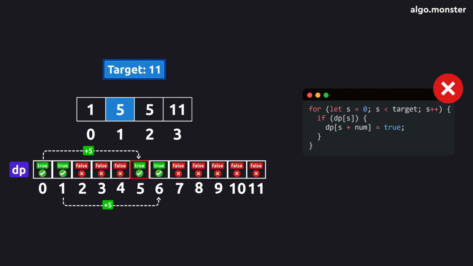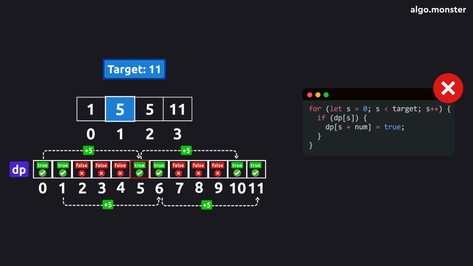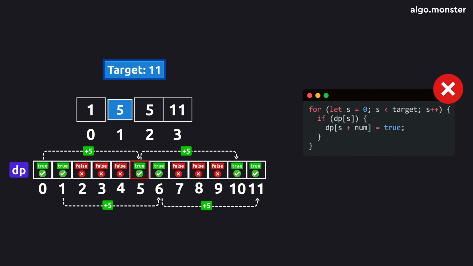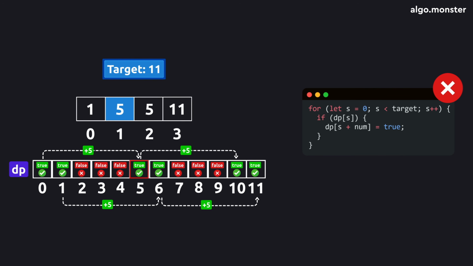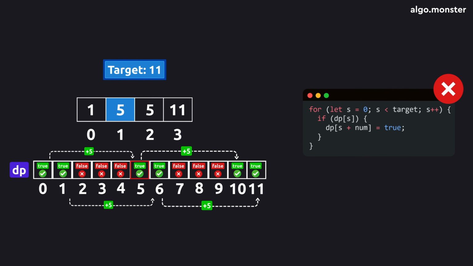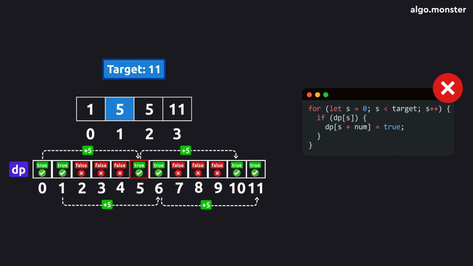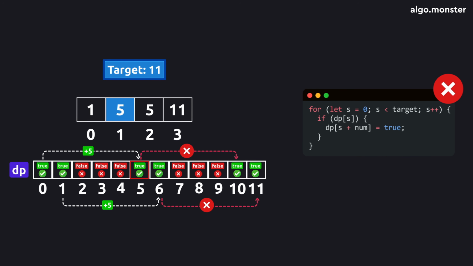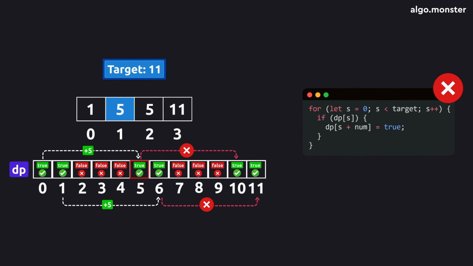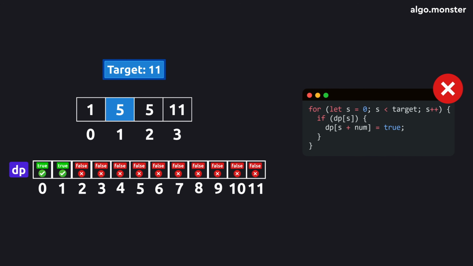Then we reach index 5. It already stores true. We use it, add 5, and get 10. But here's the problem. This cell represents a sum we just computed using the very element we are currently processing. So we already added this element once, and now we're adding it again. That's not allowed by the problem. Each array element can only be used once. So if we write the update formula while moving left to right, we run into this issue.